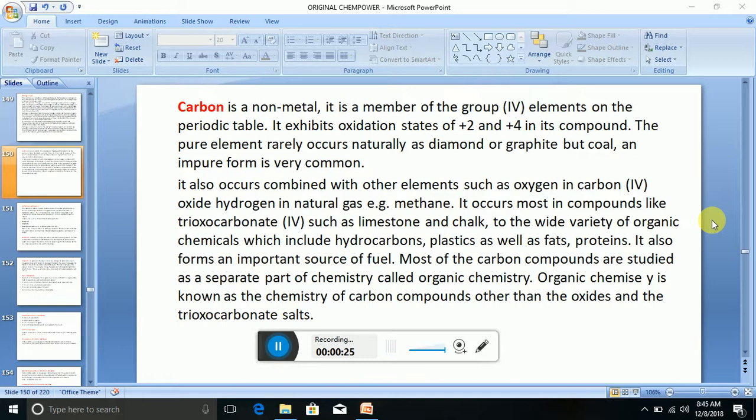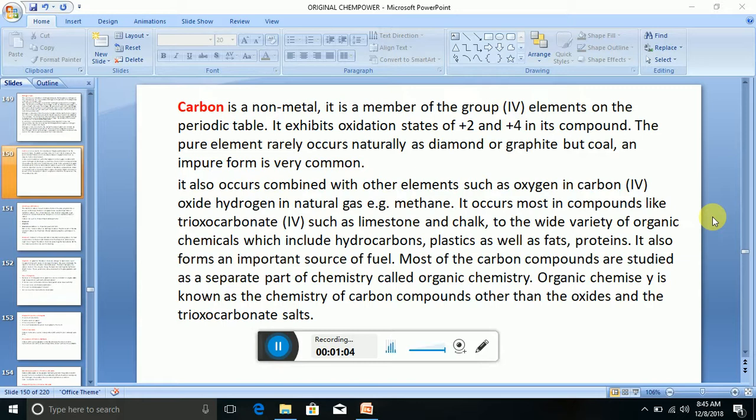Carbon is a non-metal. It is a member of the group 4 elements on the periodic table. It exhibits oxidation states of +2 and +4 in its compounds. The pure element rarely occurs naturally, and it occurs as diamond or graphite, but it occurs as coal in the impure form, which is very common.